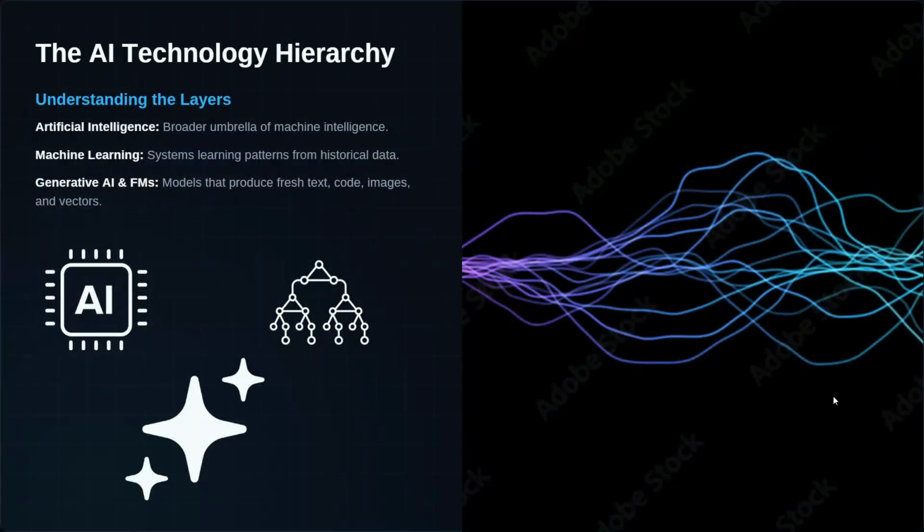So let's understand the technology hierarchy of AI. Artificial intelligence is a broad umbrella of machine learning. All of deep learning, machine learning, and generative AI come under this artificial intelligence, where machine learning is a system that learns patterns from historical data, while generative AI and deep learning models produce fresh text, code, images, and vectors, which generate some kind of content.